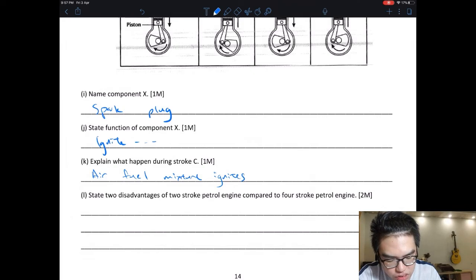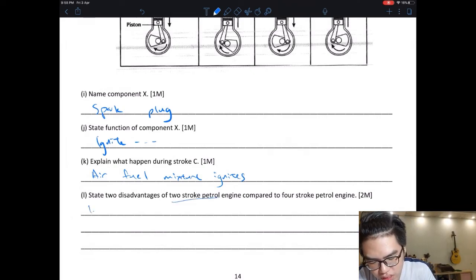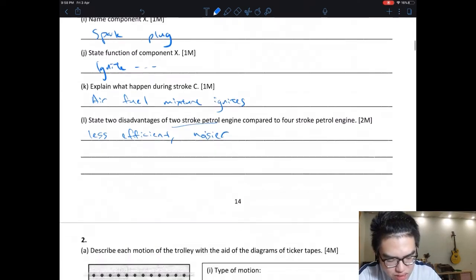State two advantages of a two-stroke petrol engine compared to a four-stroke. So two-stroke is less efficient, noisier. So many.